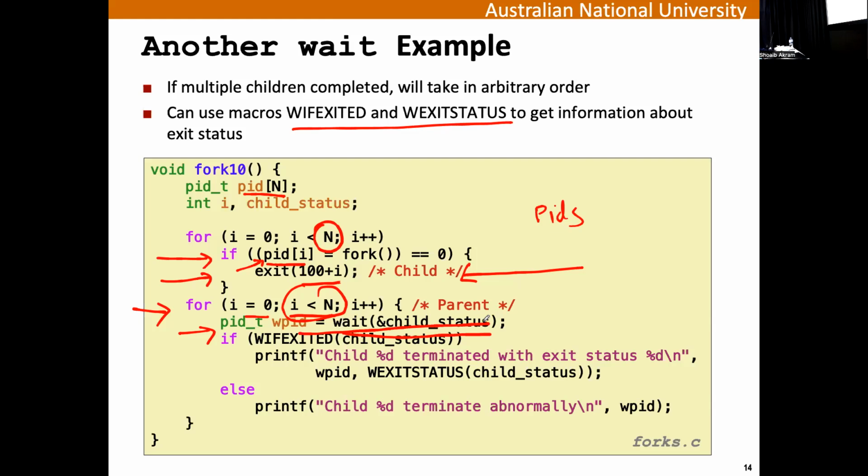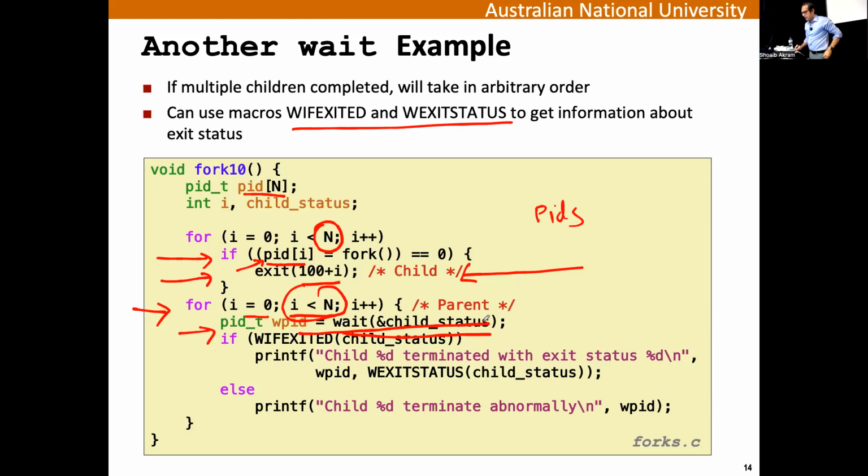By default, it suspends the execution of the parent process. So when wait is called, the parent process is suspended. It is not doing anything. It's just waiting for one of the children to be terminated. And the kernel tells the parent, here is one child that terminated. And then next time the parent calls wait, the kernel tells, here's another child that terminated.